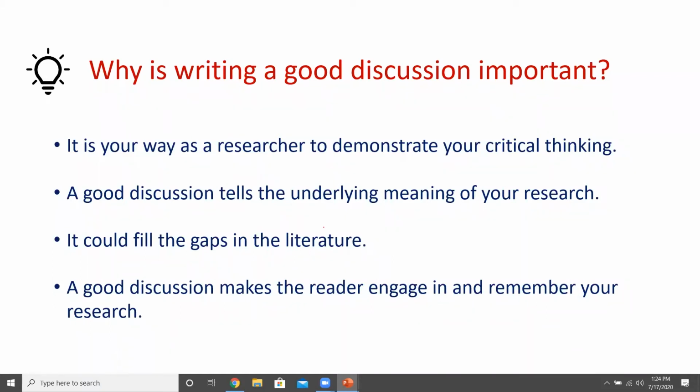And how do you communicate the strength of your paper? Of course, by the strength of your research in general, but also the strength of your writing a discussion section. So a good discussion is a good way for people to remember or know how you think and what your critical thinking looks like. Like I said in the last point, a good discussion makes the reader engage in and remember your research. And I always like to think of it as a story, I always like to explain my ideas in story format.